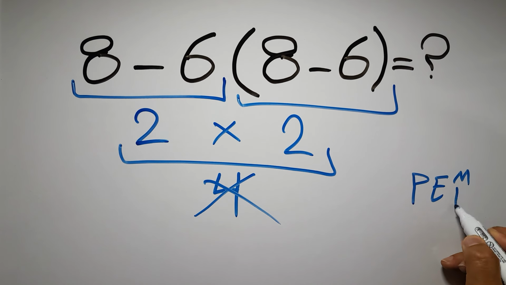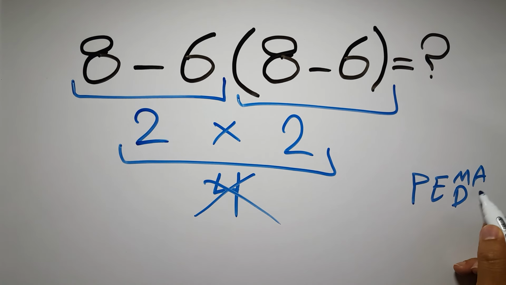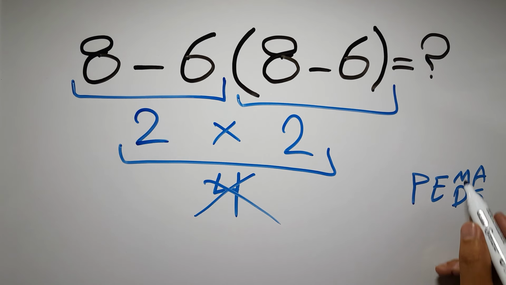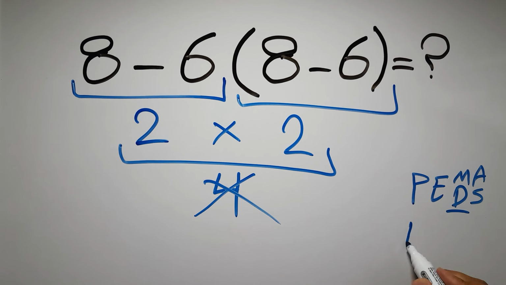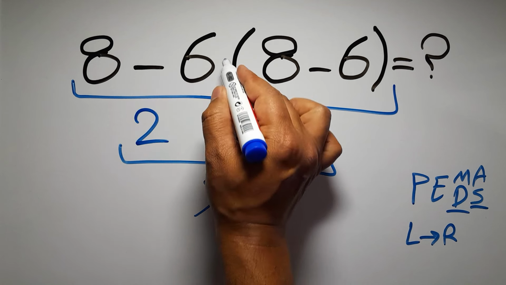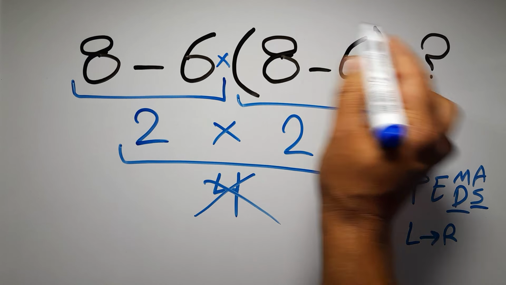exponents, then multiplication or division, and then finally addition or subtraction. Remember that multiplication and division have equal priority, and we have to work from left to right. And the same applies to addition and subtraction. In this expression, we have one subtraction, one multiplication, and one parenthesis.